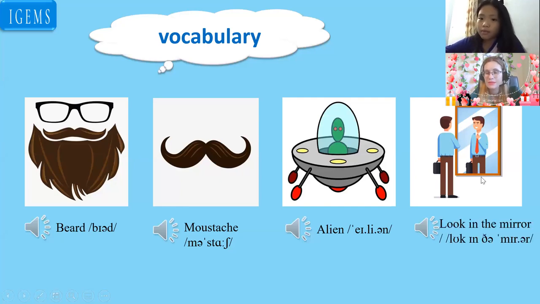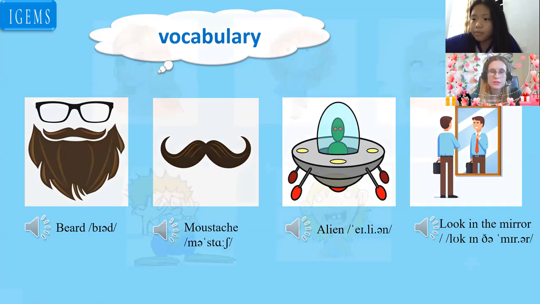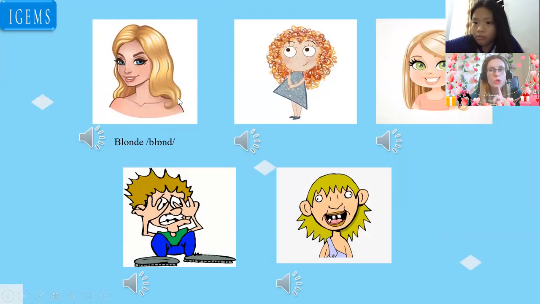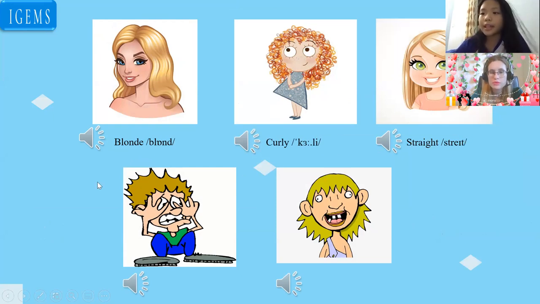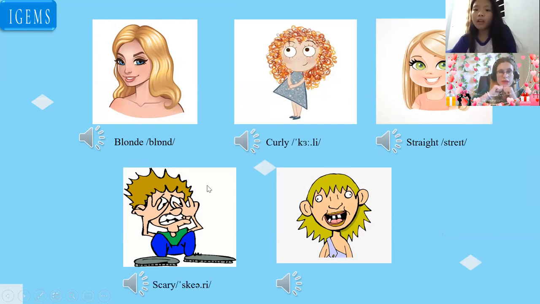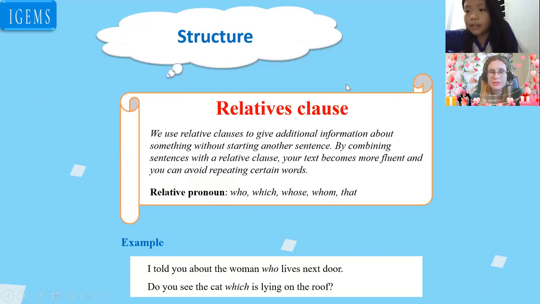Alien. Look in the mirror. Good job. Blonde. Blonde. Curly. Curly. Straight. Straight. Scary. Scary. Ugly. Ugly. Good job.